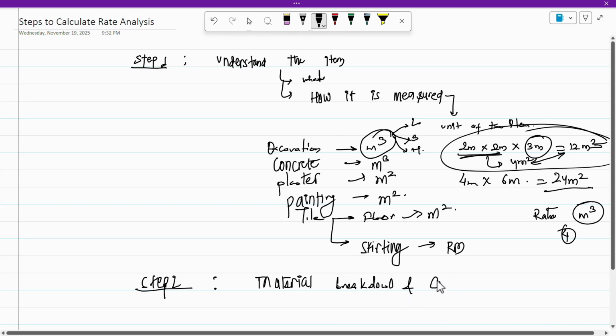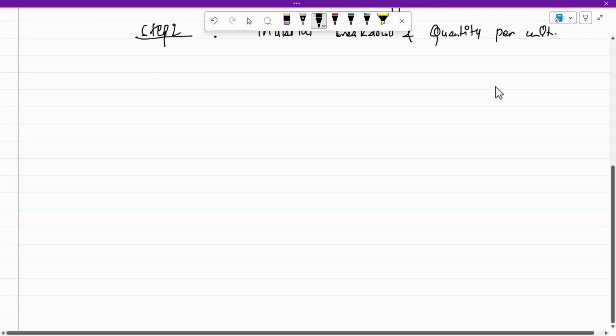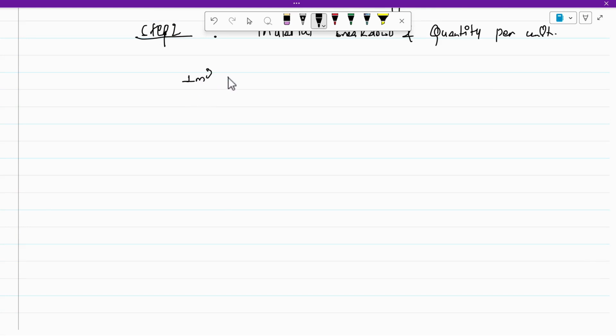So once you know the item and once you know the unit, the next step is material breakdown and quantity per unit. Okay. So for every item, you need to break it down into materials required. For example, let's say for 1 meter cube of brick, you will need a number of bricks. You need to calculate.